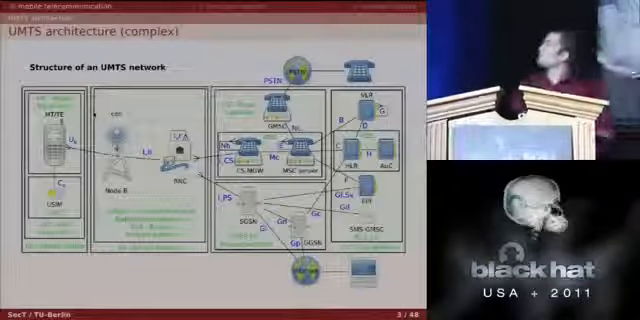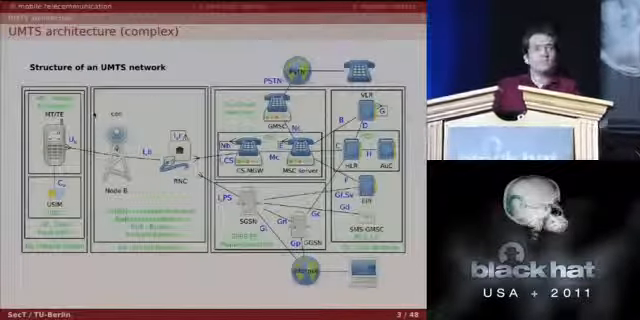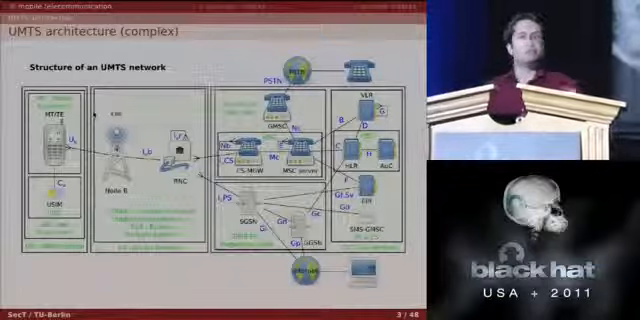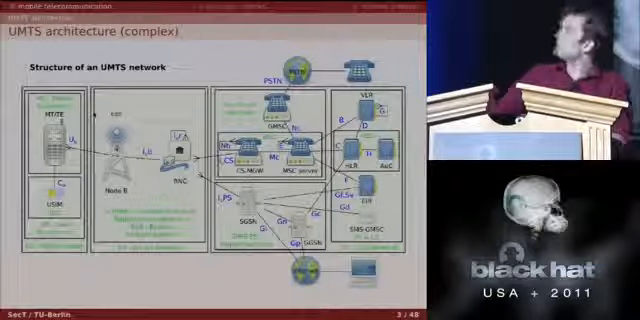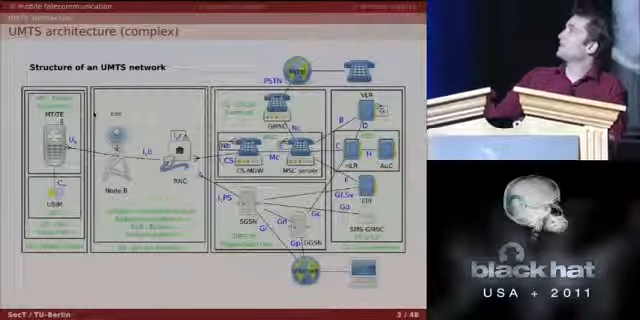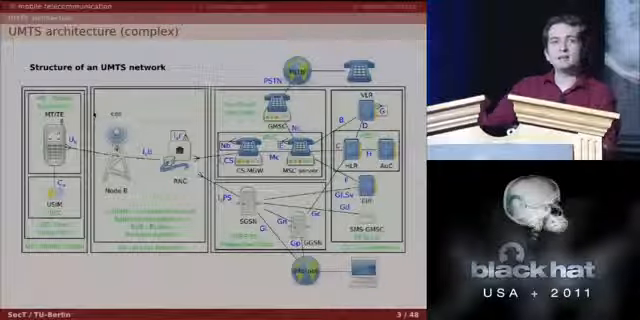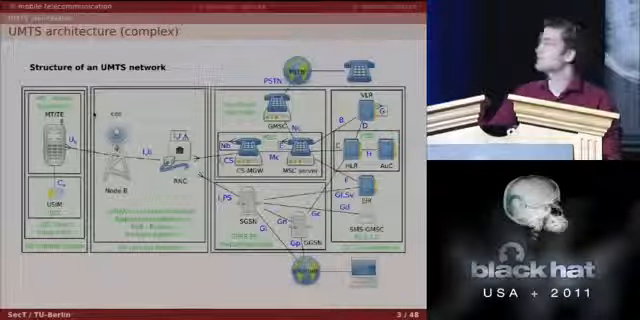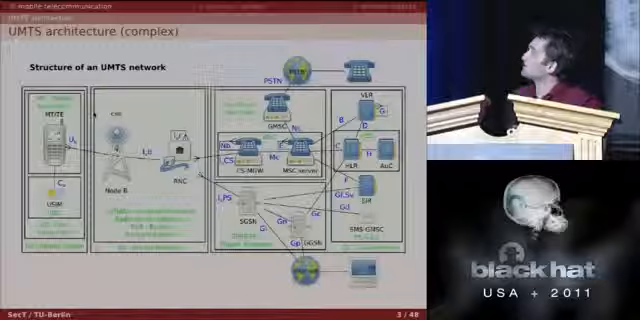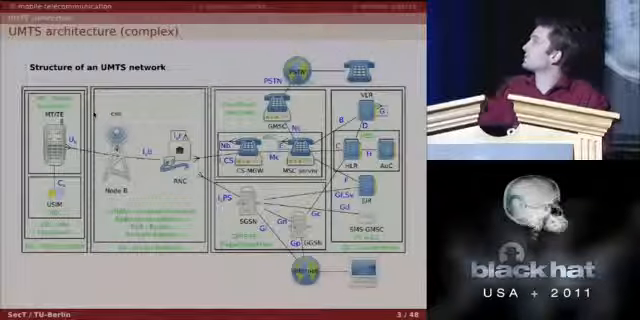So first I'm going to present what 3G is. 3G is the third generation for mobile telecommunication. In Europe, the 3G implementation is called UMTS. In the US, it's CDMA 2000. It's quite similar, and as we can see, it's rather complex.